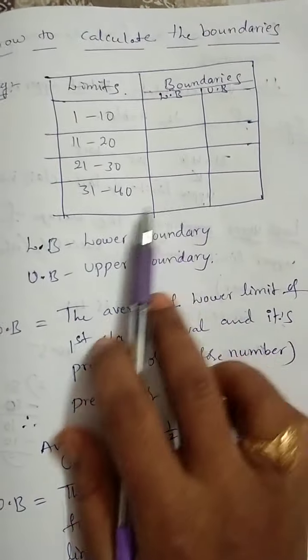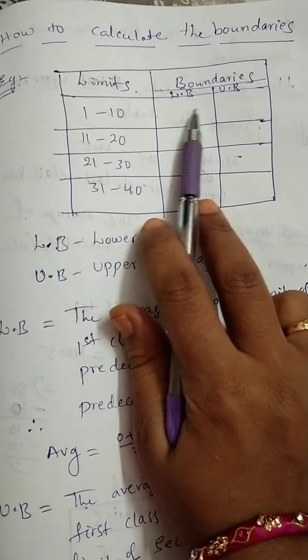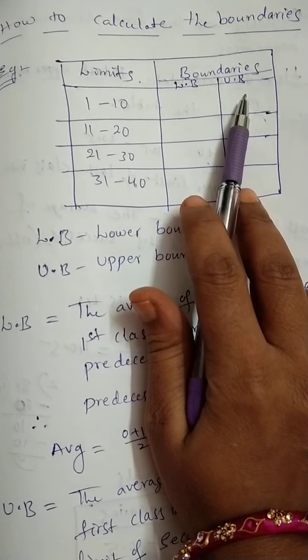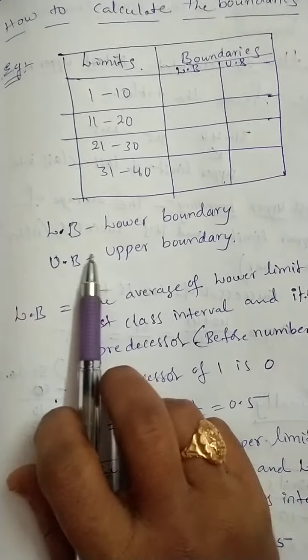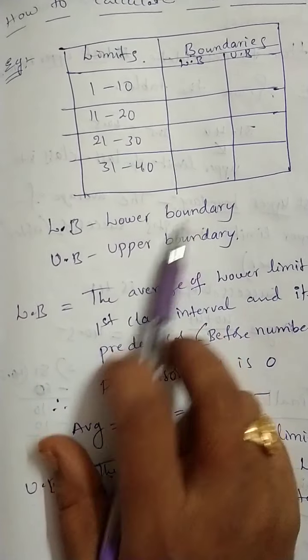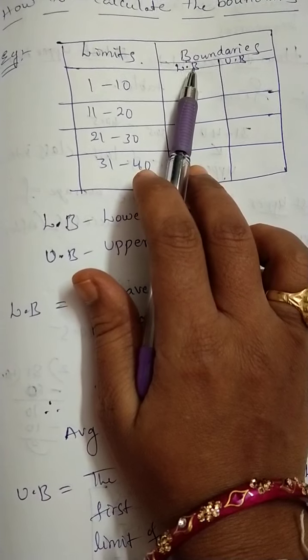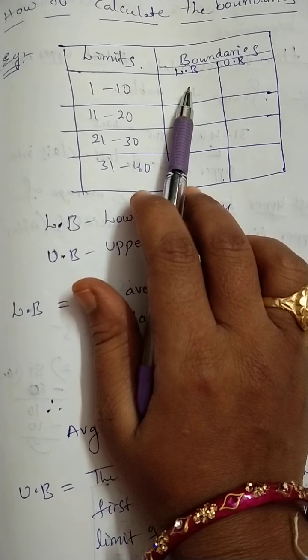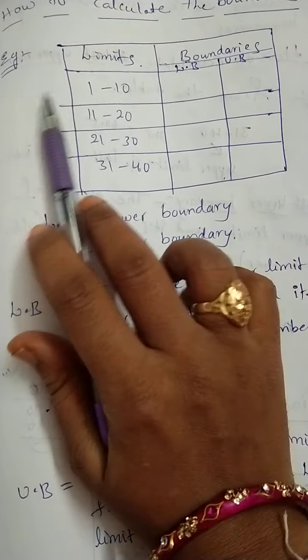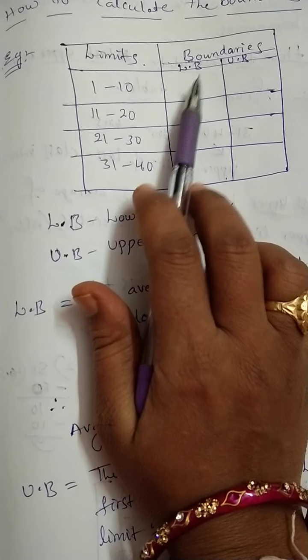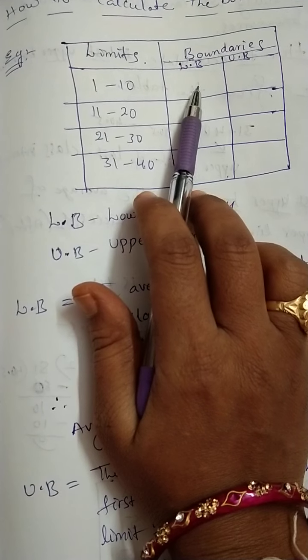I did not take those values. From these values, how to calculate the lower boundary and upper boundary. LB means lower boundary, UB means upper boundary. For calculating the lower boundary of the first class interval, this is the first class interval, right? So how to calculate the lower boundary of the first class interval?